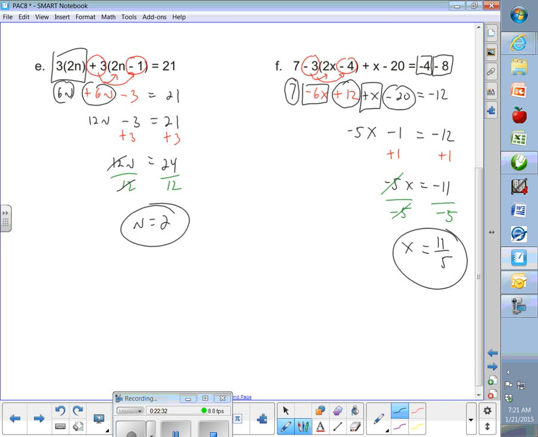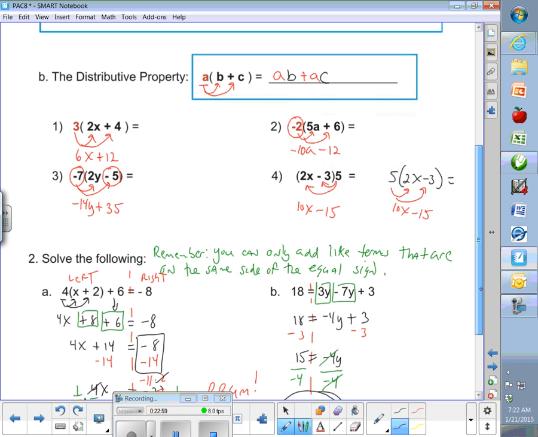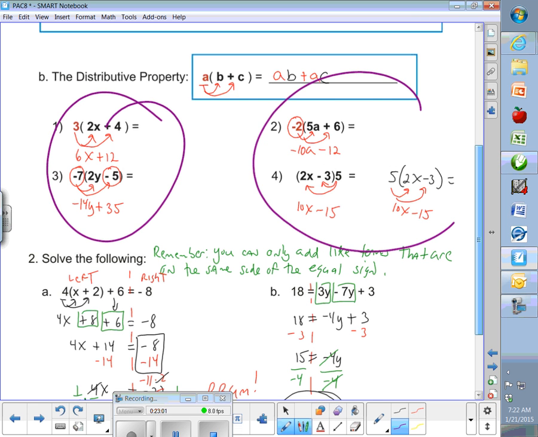Hey, that's the lesson. Let me go back, quick recap here. What's the goal? Isolate the variable. In this situation, we're going to distribute and/or add like terms, depending on what's there. And then you get down to moving things. Don't forget the distributive property. It's right here for you, there to go back and review. We did some examples of the distributive property here and here.